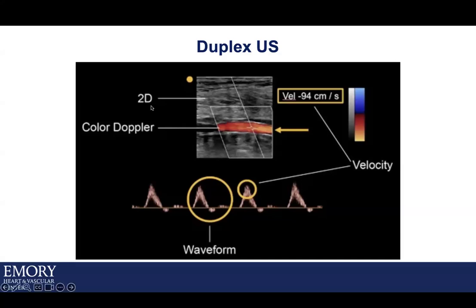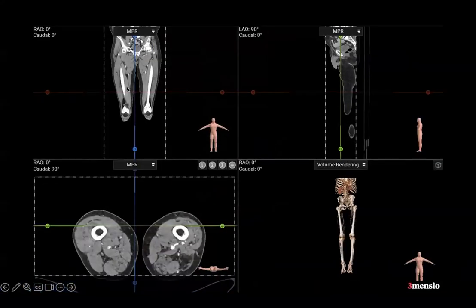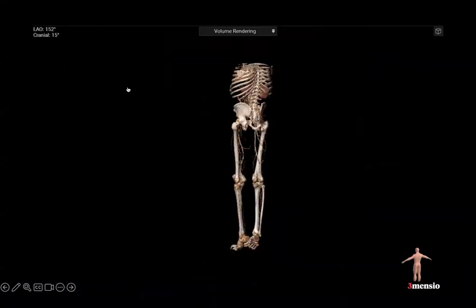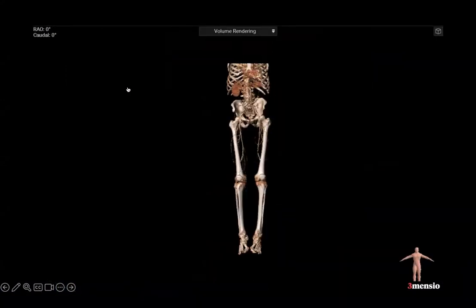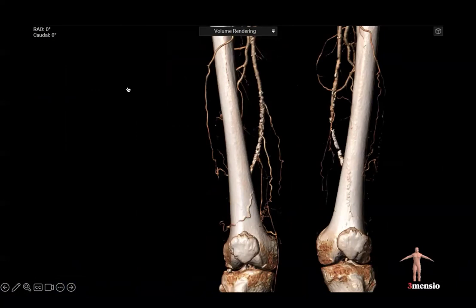Also, you can't really tell if there are collaterals with duplex ultrasound easily. The second one is CTA. We use CTA heavily, and this is a patient that I did yesterday night, just to show you how I read CTAs.